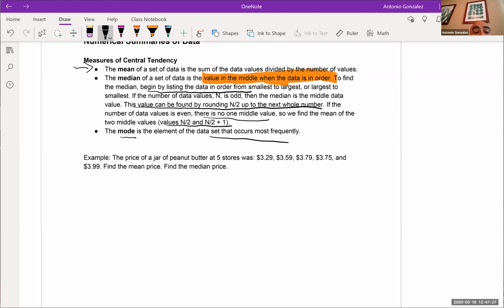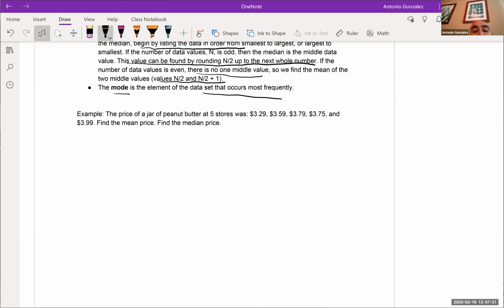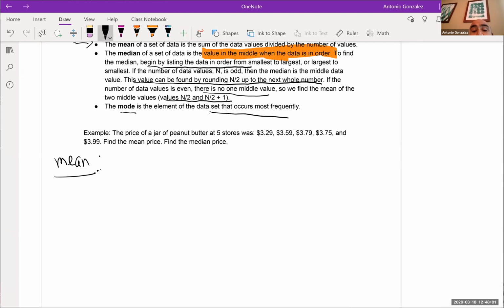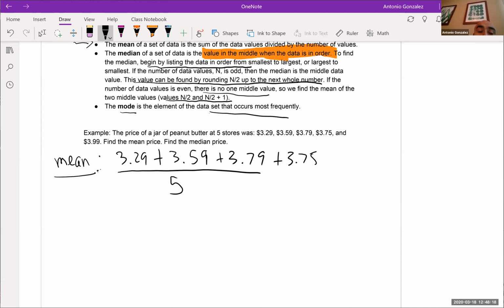All right. So let's take a look at this example. It says the price of a jar of peanut butter at 5 stores was, and they list these values out. And it says find the mean price, find the median price. So let's start with the mean. The mean says add up all the values and then divide by, in this case, 5. There's 1, 2, 3, 4, 5 data values.